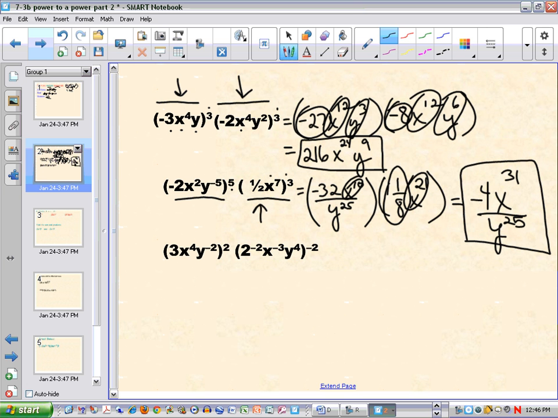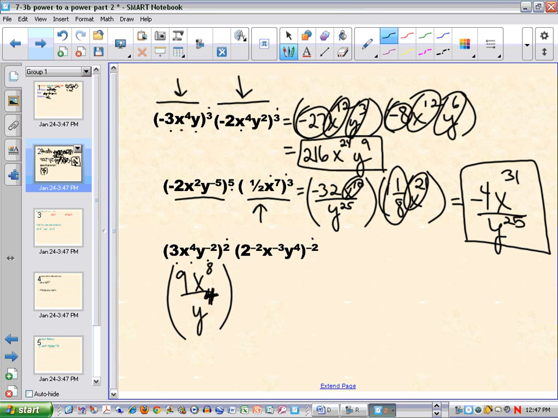Last one here. So let's apply this square to all three factors in parentheses. So 3 squared, x to the 4th squared, y to the negative 2 to the 2nd would be y to the negative 4th. Let's go ahead and put it down here. We know that that's where it goes anyway. Oh, 4. All right, a little messy here.